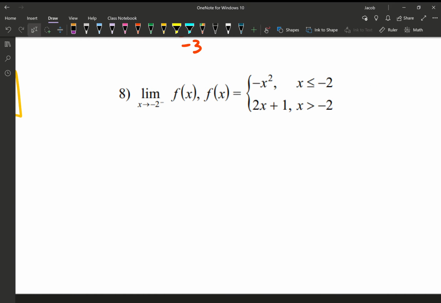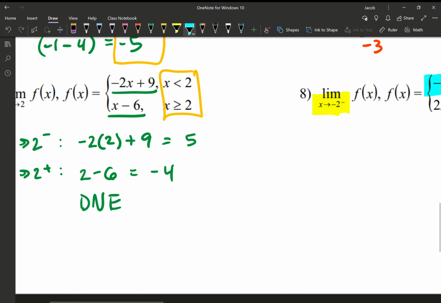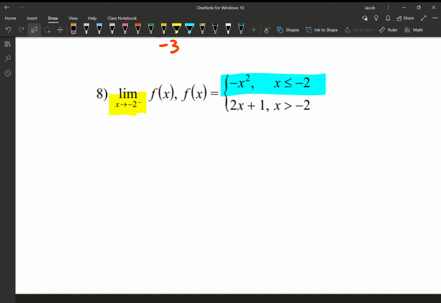In this example, same deal. We'll look at the left and right sides, or do we? This is the left-sided limit. So which of these equations looks at the left and right side? Well, if x is less than -2, then this is the left side of our equation. And I'll just evaluate on the left side of -2 to get -2 squared, which is -4.